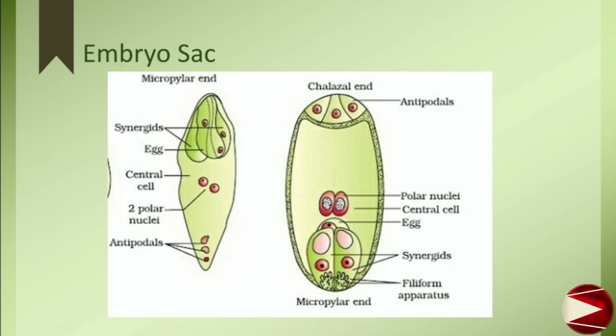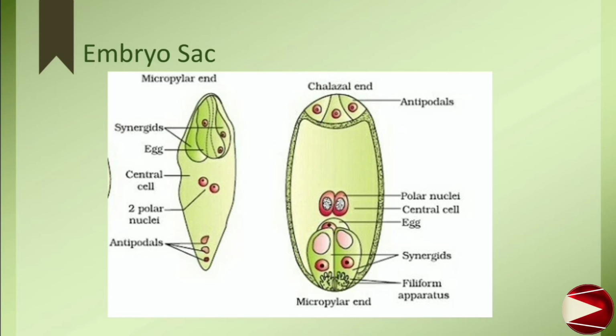These synergid cells have special cellular thickenings at the micropylar tip called filiform apparatus. These filiform apparatus guide male gametes of pollen grain for fertilization. Three cells lying at the chalazal end are called antipodal cells.